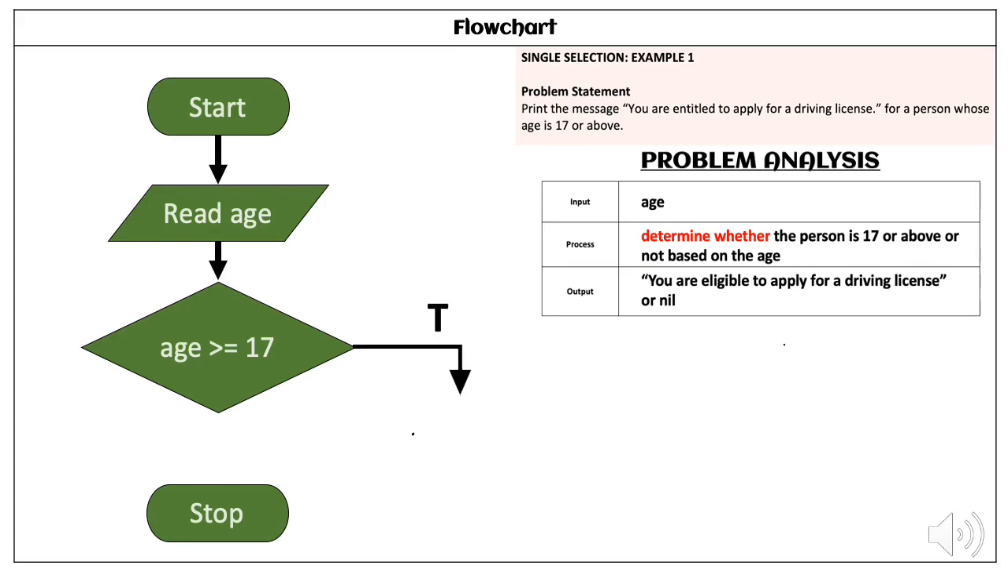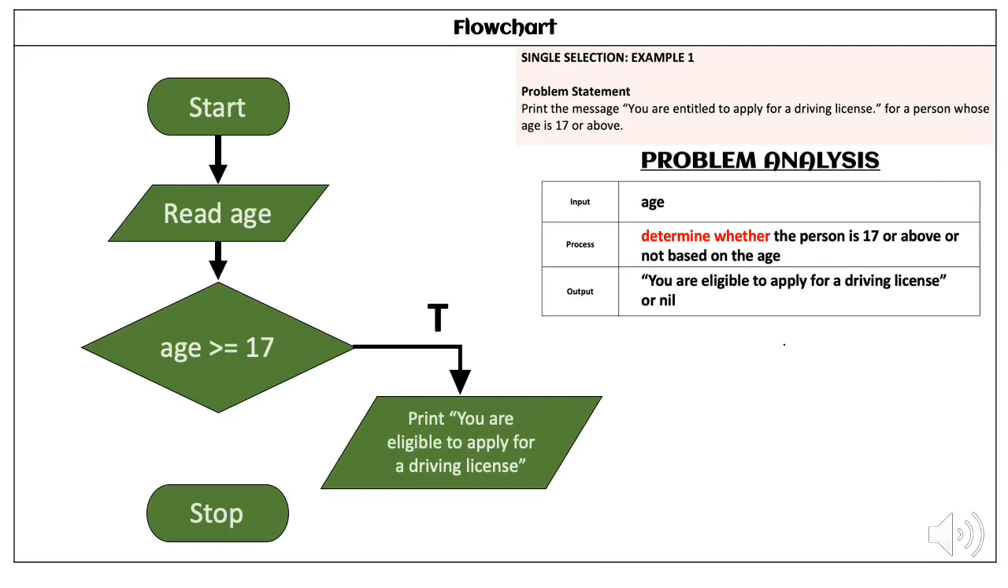If it is true, you have to print the message and the program stops because you have done everything that the problem statement states. What if the age is less than 17? Means if the condition is false, so you stop the program. Straight away stop the program.